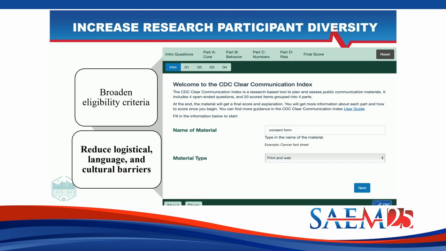There's another tool. The CDC has this thing called the Clear Communication Index, and I really love it. Basically, you take anything from your research study, for example the consent form, and you upload it here, and then it goes through and makes it more inclusive. It makes it easier to read. It can help you get it so that it's really there for everybody.